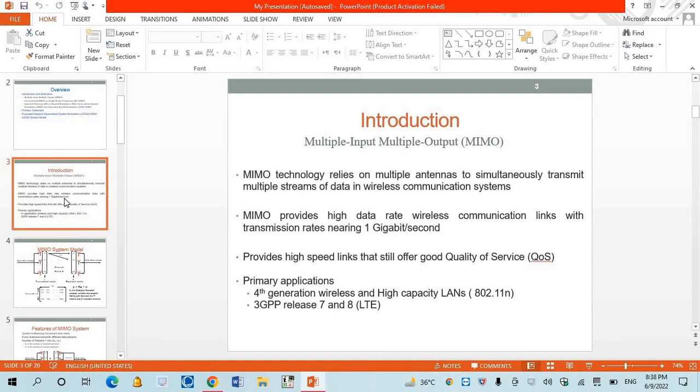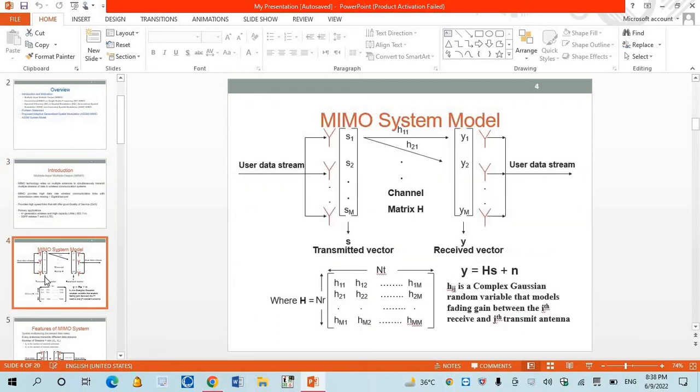So, what is MIMO system? MIMO system is a system having many inputs and many outputs in the communication system. It has many advantages like high data rate, good quality of service, and multiple streams of data. Generally, a MIMO system consists of a transmitted vector, a channel matrix X, and a received vector.